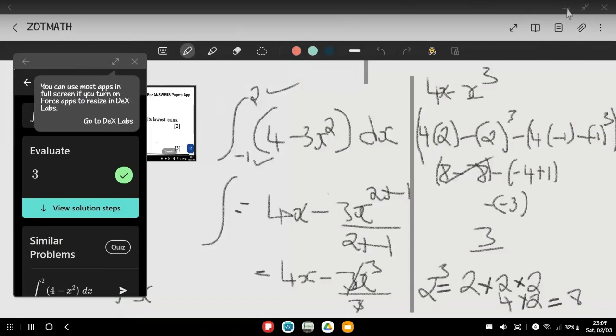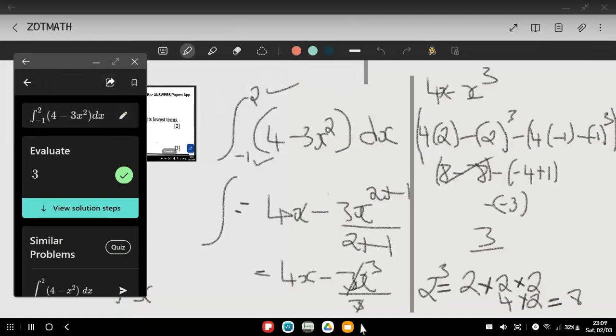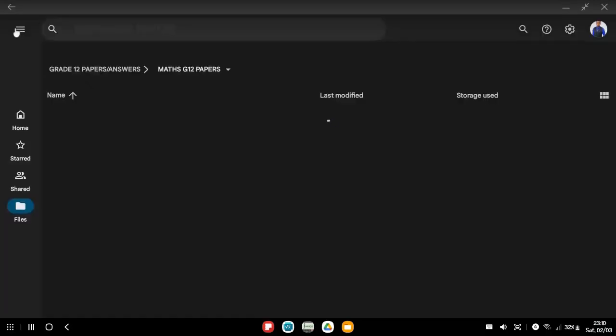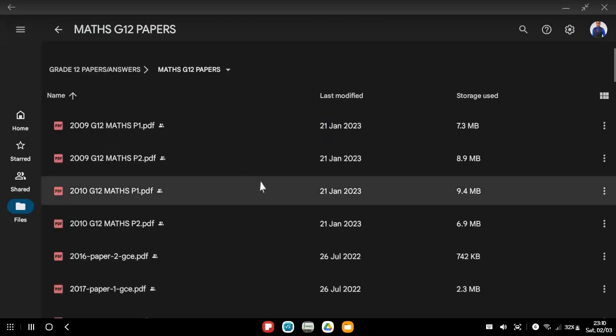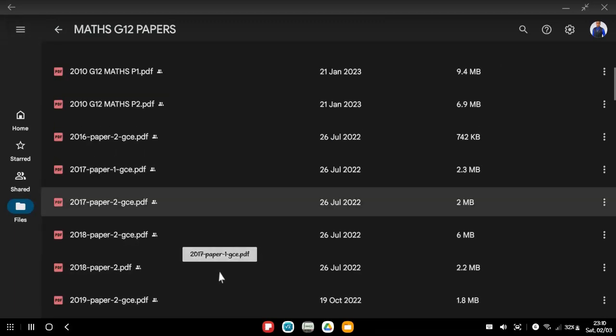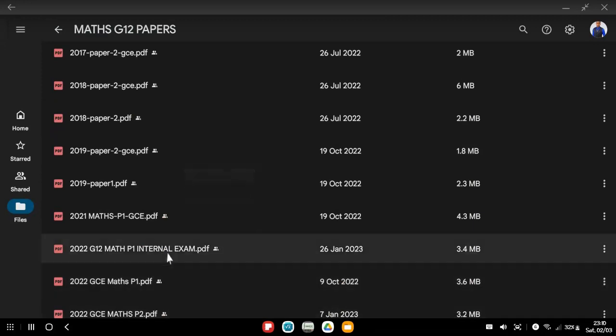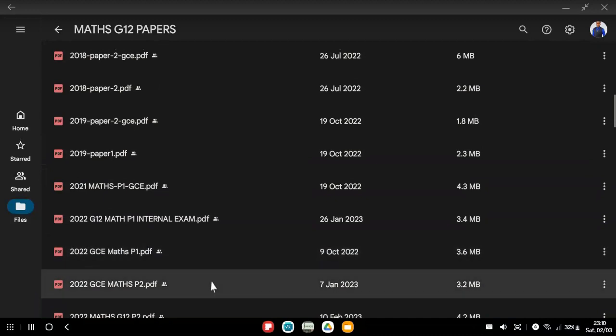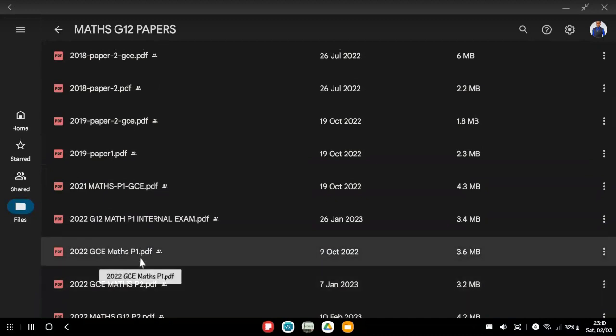So anyways, let's see where we were. We were here. We are dealing with 2022 GCE Maths Paper 2. I forgot to make this one available offline, but it has done its drama. 2022 paper 2.